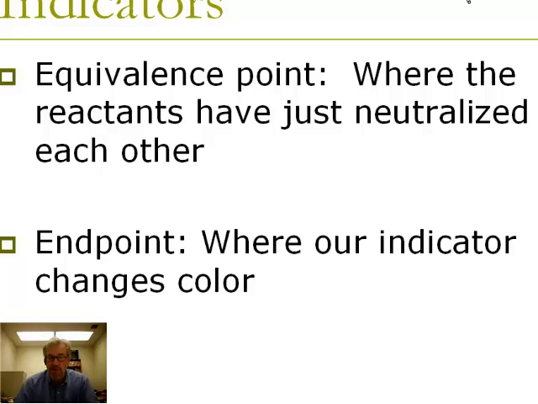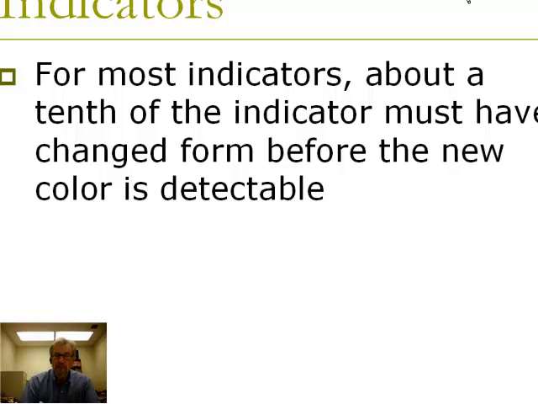Now, for most indicators, about 1/10 of the indicator must have changed form before you start to see that the new color is showing up. So here's what that means. Since we've created a buffer system, the pH, when the color change first shows up, will be equal to the pKa of the indicator, which is sometimes called pKin, plus the base 10 logarithm of the basic form concentration divided by the acidic form of the indicator's concentration.